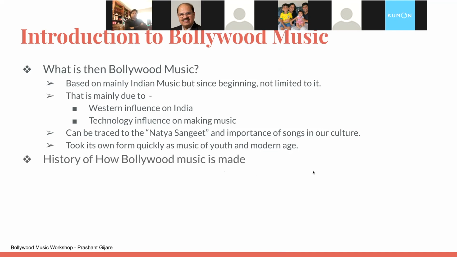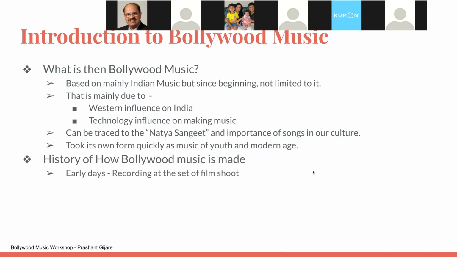So, history, how Bollywood music was made. In the early days, before 1935, they used to actually go to record the music at the set of the film shoot.